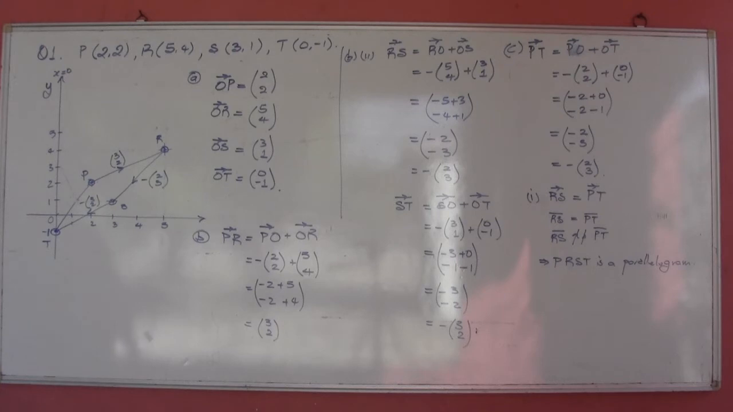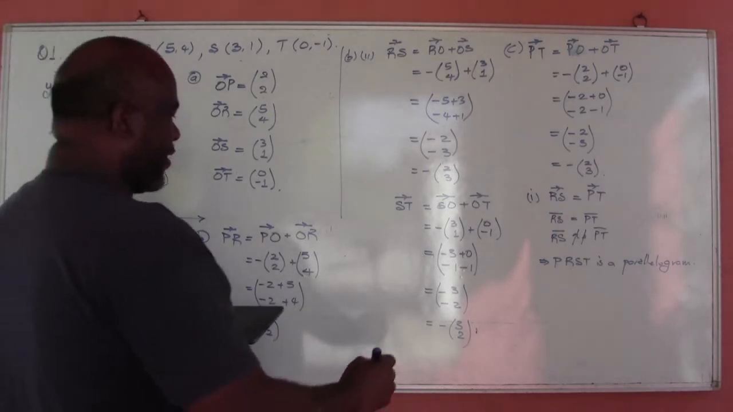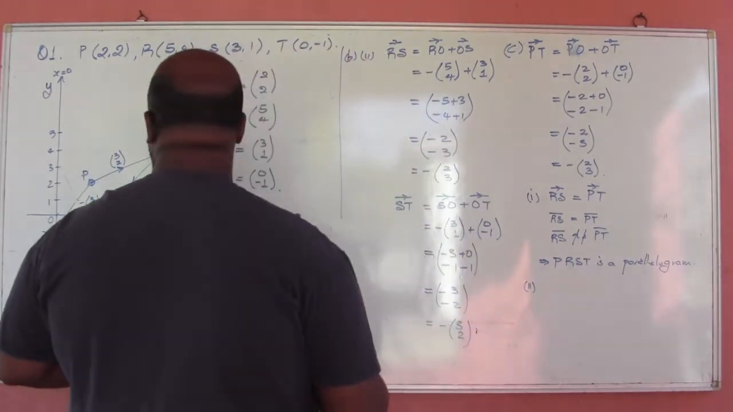Now we need to show that it's a rhombus. To show that it's a rhombus, we need to show that all four sides are equal. That's not difficult, actually. The sides are what?